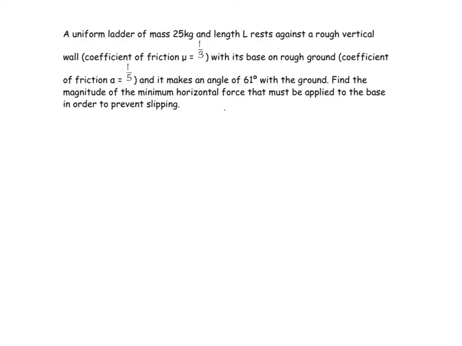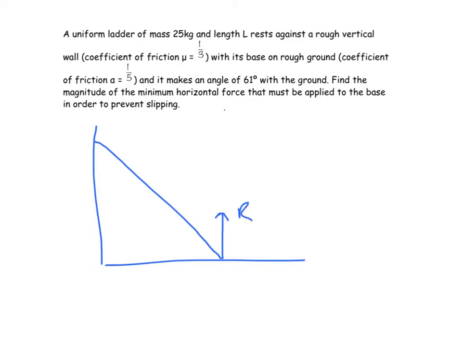We'll start by taking the information in the question and drawing a diagram. I have a ladder which is resting on rough ground, so I'm going to have a reaction force and friction, and at this point I'm told that mu is 1/5. So I can write out my first equation: friction equals mu R.